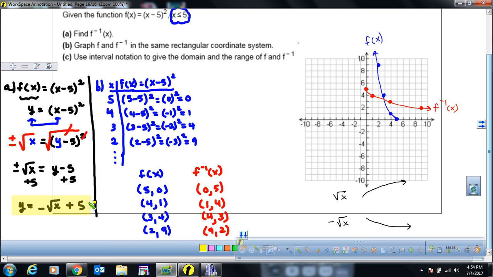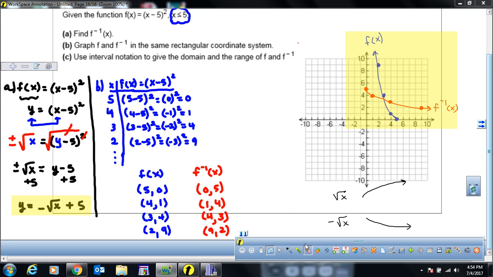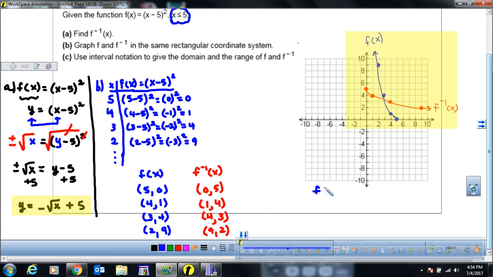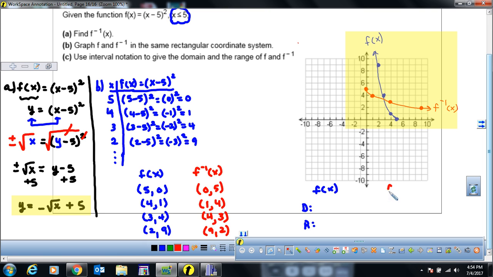So we got the equation of the inverse, we graphed the function and its inverse, and we need one more thing on this. We need to give the domain and range of both f of x and its inverse function. So we're going to do f of x, find the domain and the range, and then for the inverse of f of x, we're going to find its domain and its range.